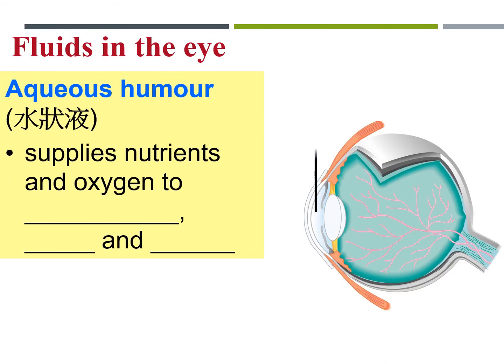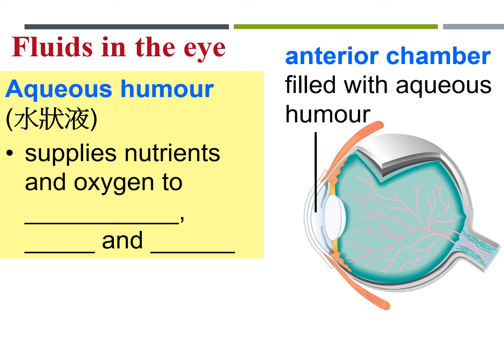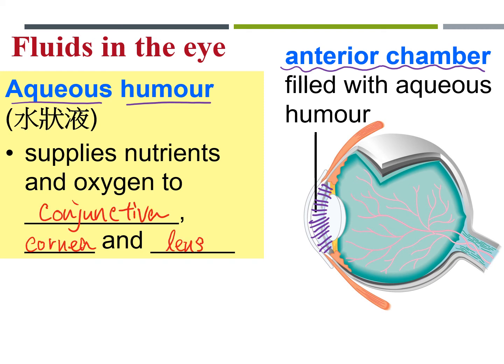At the very last part of the eye structure, let's learn about the fluids which you can find inside the eye. The first type of fluid we call the aqueous humor, which you can find in the anterior chamber. That means the chamber at the front, in close contact with the cornea and the lens. The function of the aqueous humor is to supply nutrients and oxygen to the parts, which include the conjunctiva, cornea, and the lens by diffusion.